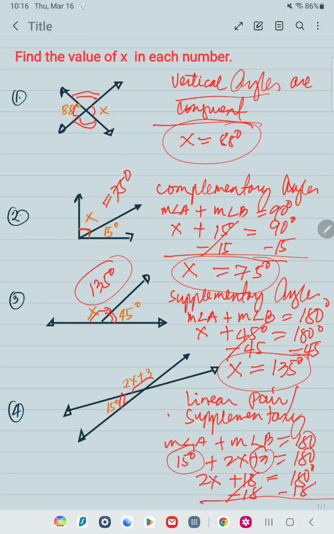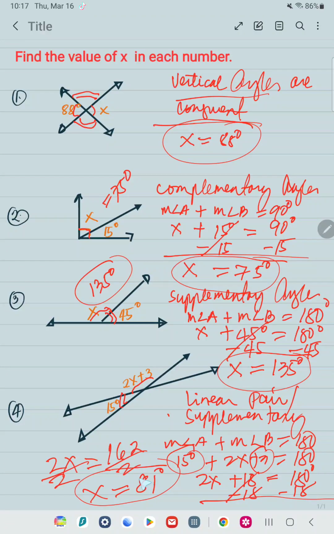So let's put it here. That is 0. So 2x is equal to 180 minus 18. That is equal to 162. Divided by 2, x now is equal to 81 degrees.